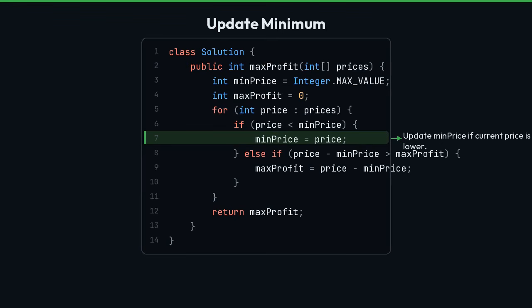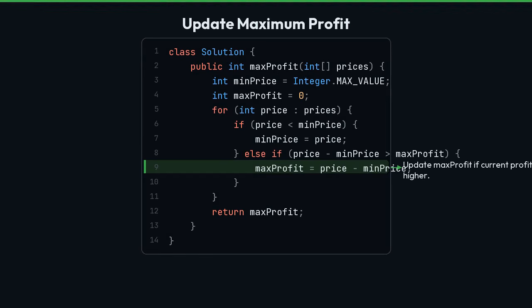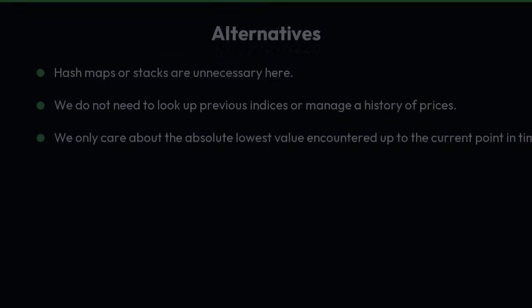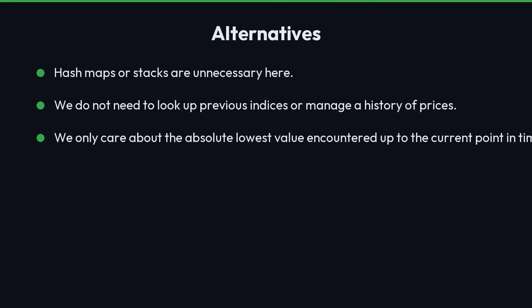Inside the loop, we first check if the current price is smaller than our recorded minimum. If it is, we update the minimum price to this new low, representing a better potential buy day. Next, we calculate the potential profit by subtracting the current minimum price from the current price. We compare this calculated profit against our stored maximum profit and update the maximum only if the new value is higher.